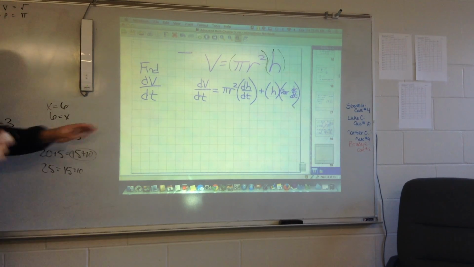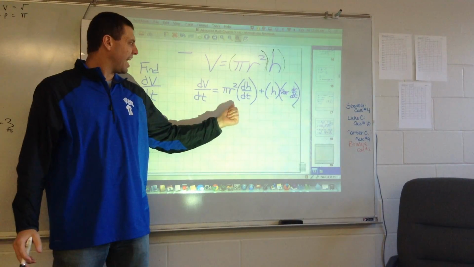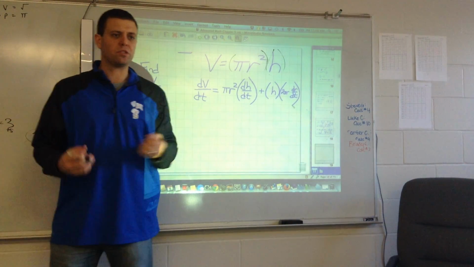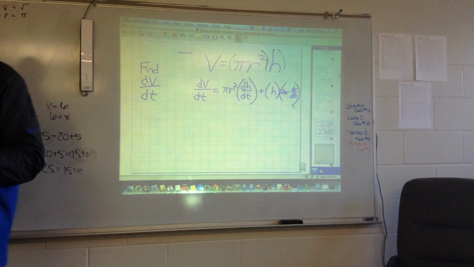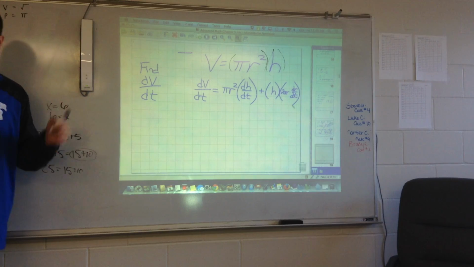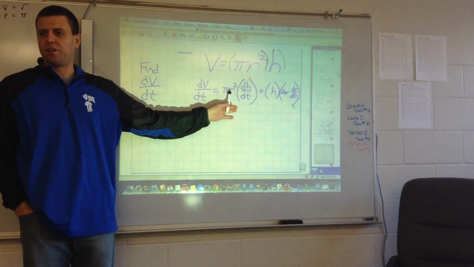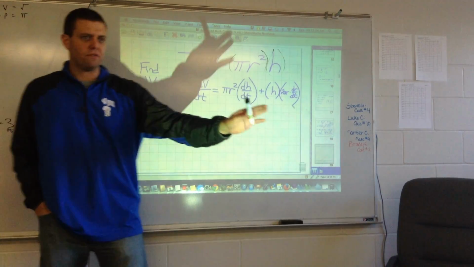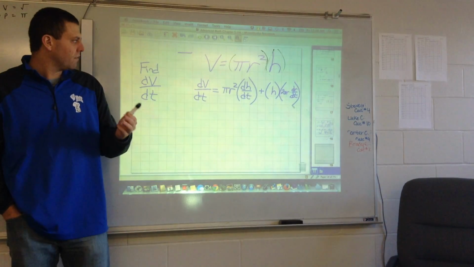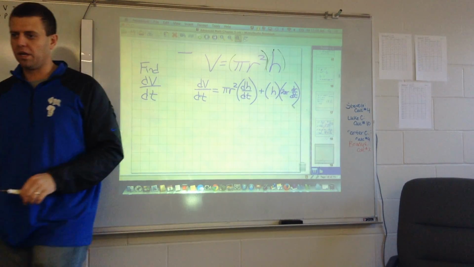This expression right here represents how fast the volume is changing with respect to time. Obviously, there are a lot of variables here that we don't know as of right now. You'd have to be given some of that information. We could probably figure out the radius of the cylinder pretty easily. That would be given to you, so that takes care of that. You're probably going to be given the height as well, okay?